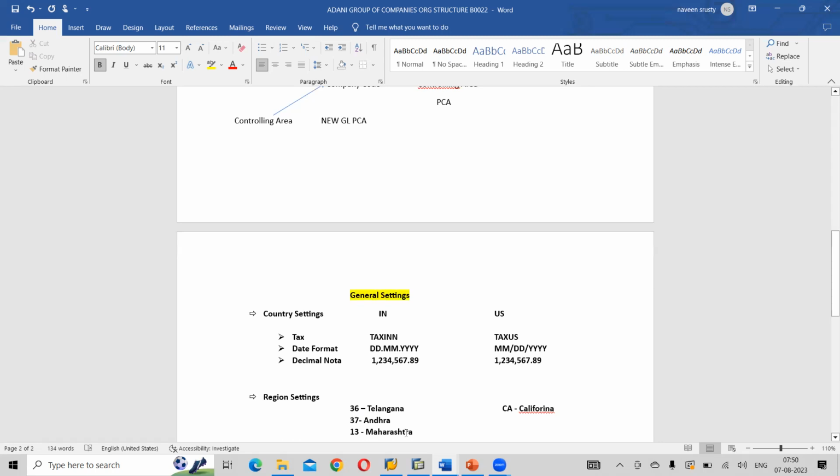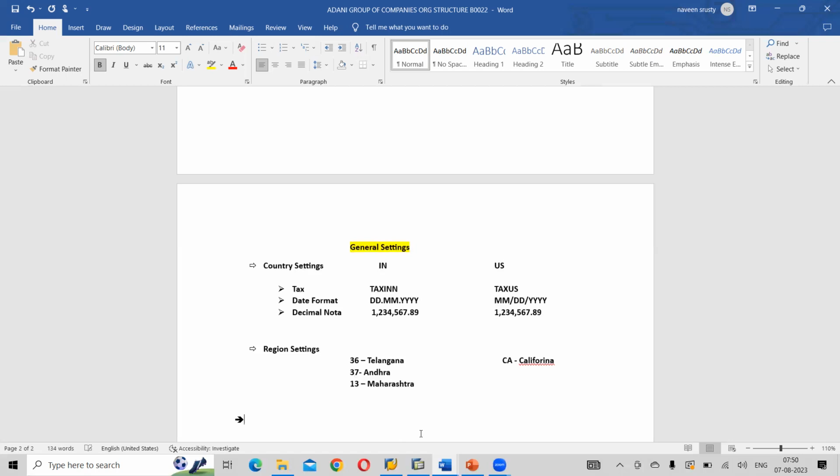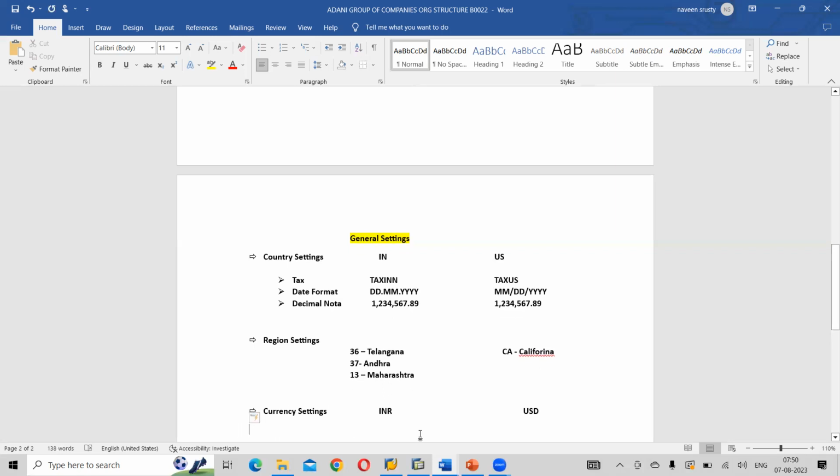Next, we need to see another important thing: currency settings. What currencies we are going to utilize, we need to check. Here I'm using INR. Apart from that, what other currencies do we need to check? We need to check what the clients are doing in imports and exports, and which countries they are dealing with. For example, if they are dealing with Europe, what currency should be there?